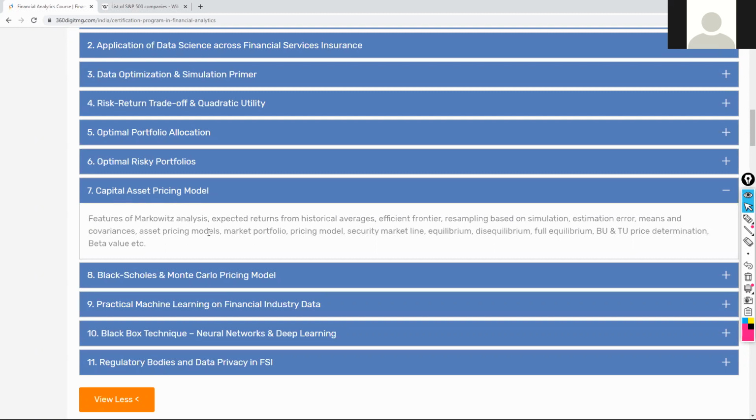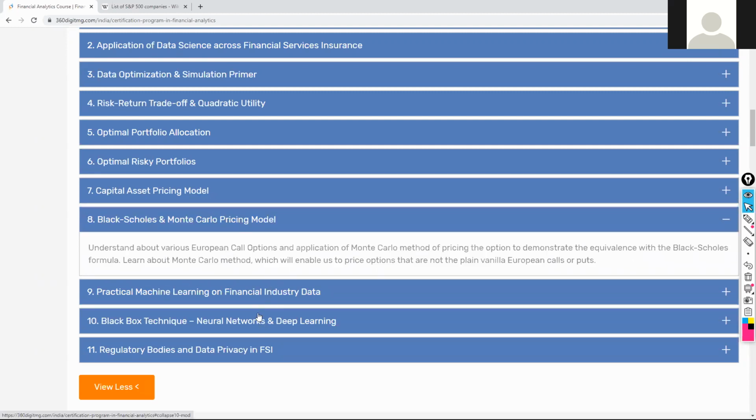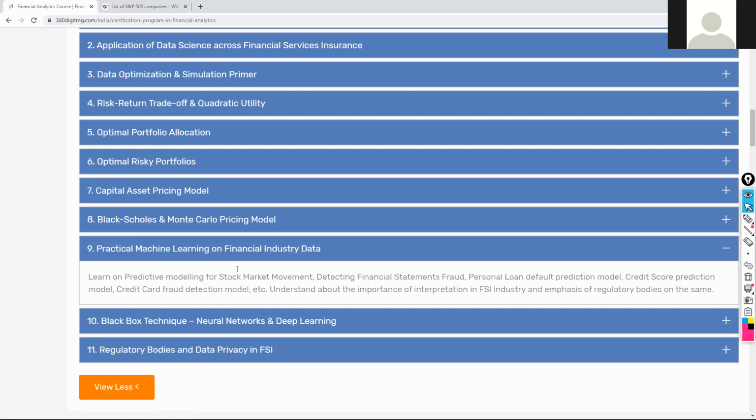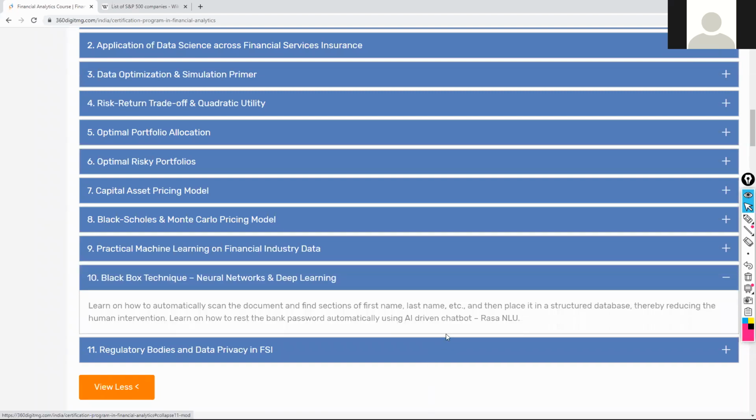CAPM is extremely famous; at least for the sake of familiarity, you should know that. Then Black-Scholes and Monte Carlo pricing models, which are extremely famous in the European market. You learn that. And finally, you learn stock market movement, detecting financial fraud, personal loan default prediction models, credit card prediction models, and so on and so forth. I'll speak more about the applications. I think today, major time we'll be spending on that. And then a few neural network and deep learning techniques is what you learn.